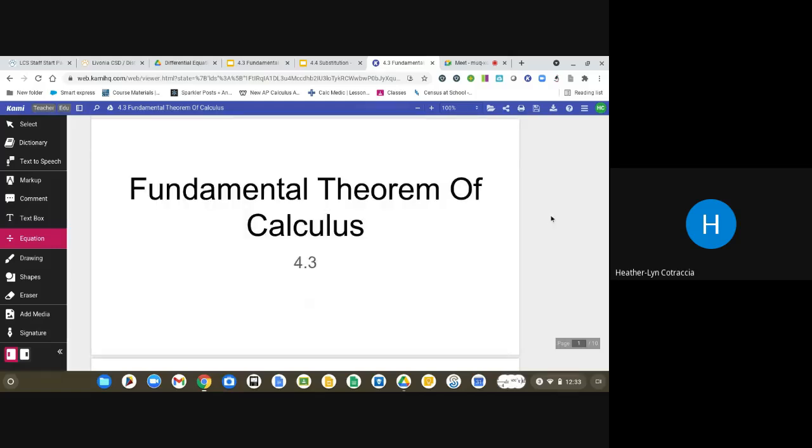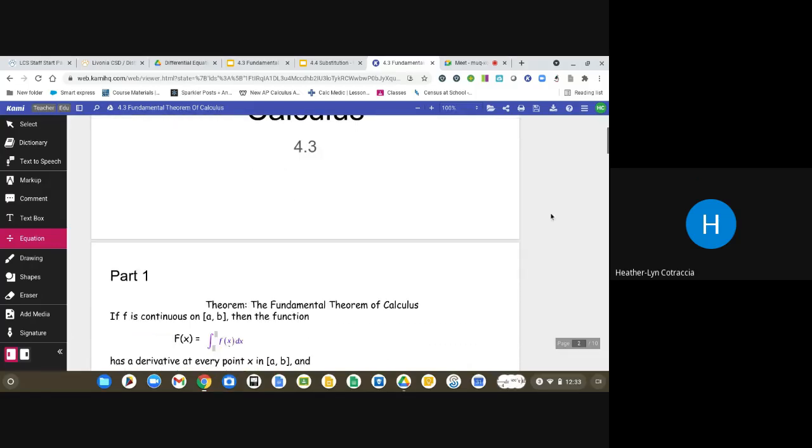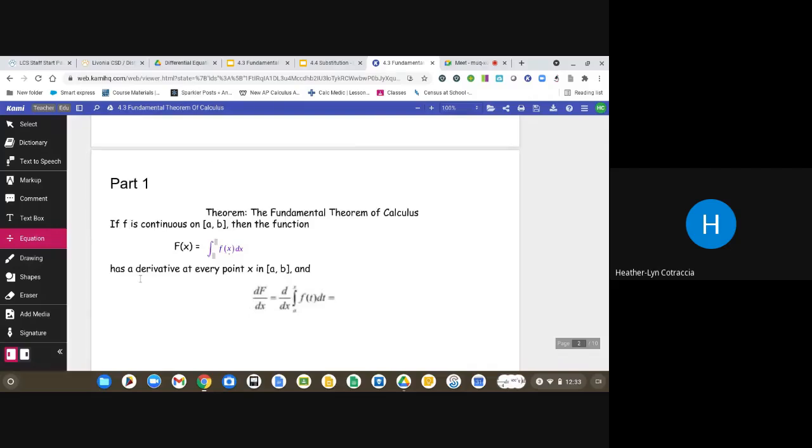So the fundamental theorem of calculus is basically the topic that brings the first topic of study, which is derivatives, together with the second topic of study, which is integrals. So we're moving into the second topic of integrals. There's two different parts to this fundamental theorem of calculus. There's part 1 and part 2.